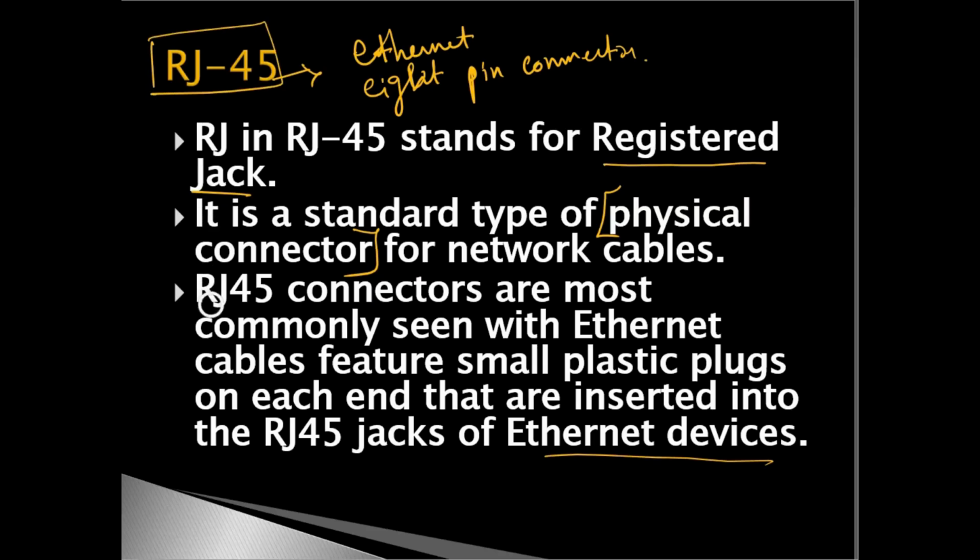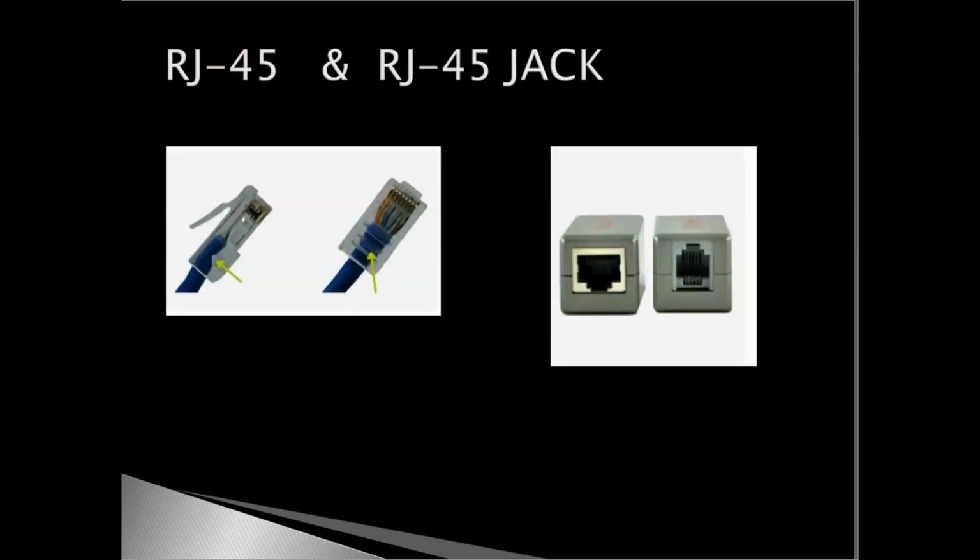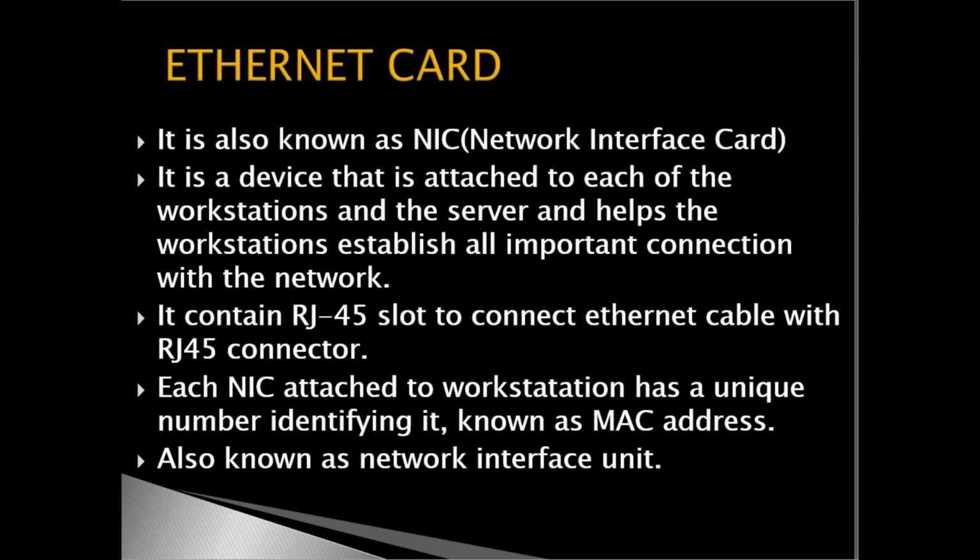So these RJ45 connectors are physical connectors, most commonly seen in Ethernet cables, like small plastic plugs on each end, which get inserted into the jack of Ethernet devices. Let us see the picture of this RJ45. The first one is called the RJ45 cable, and this is the jack in which the RJ45 cable gets connected. This is called the jack, and this is called the RJ45 Ethernet cable, which is used to connect for our internet.